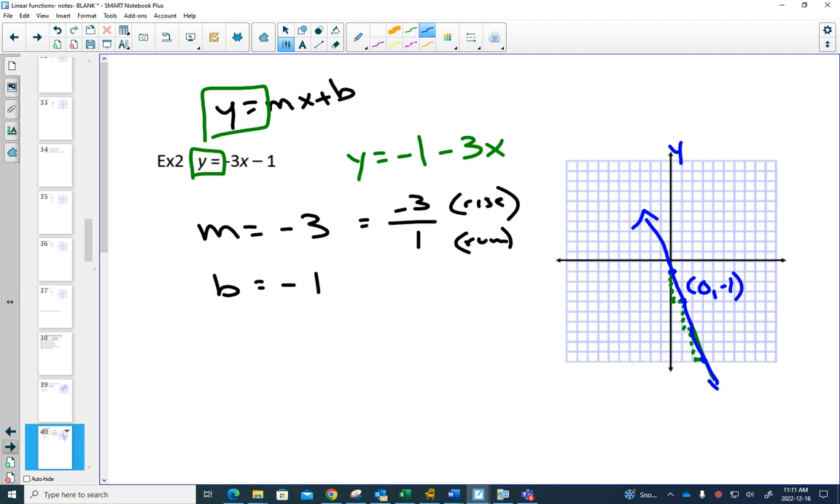Perfectly. Through all of those, put arrowheads on the end. That is our line. I'm going to label one other point on here. I had (1, -4).